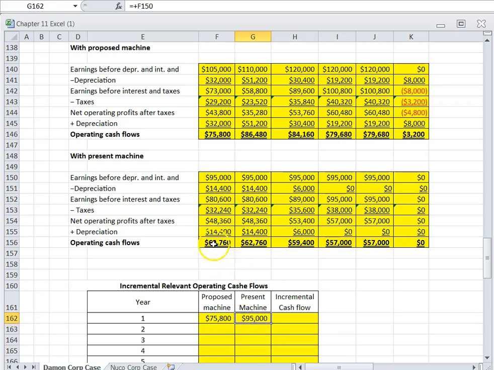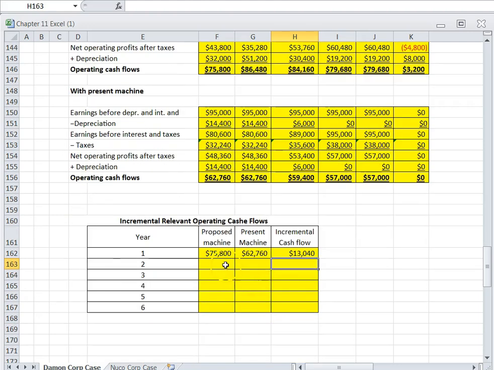Nope, that is not the cash flow. This is the cash flow. Okay. And then we want to take our proposed minus our present, and this is what we call our relevant incremental cash flow. So what it means is the old machine, our cash flows would be 62, and the new machine will be 75. So this is the cash flow that really counts. This is what we're going to earn if we take the new machine, and that's what we really want to look at when we're analyzing it.